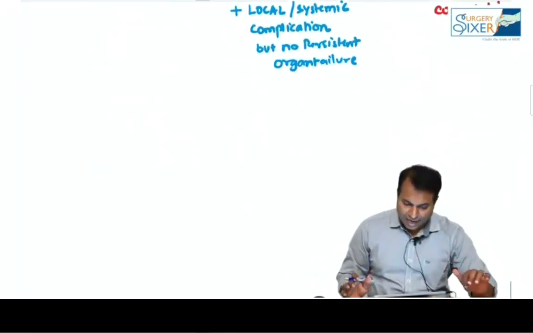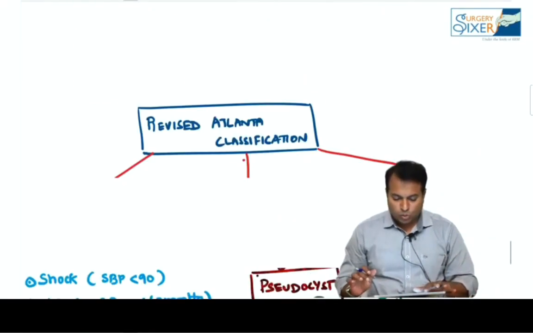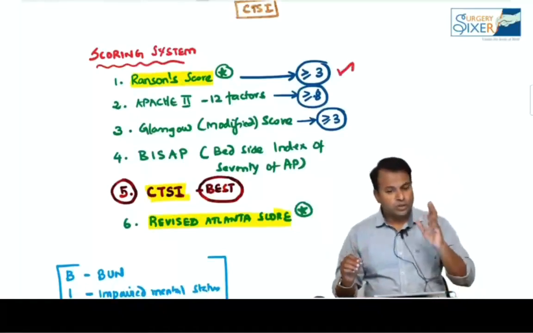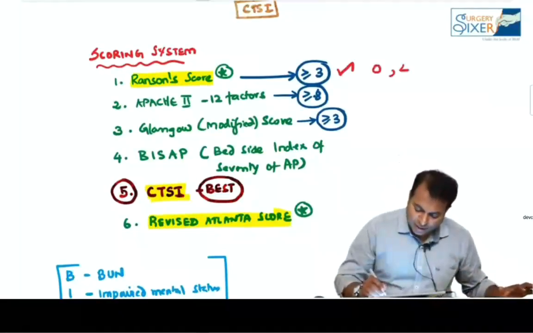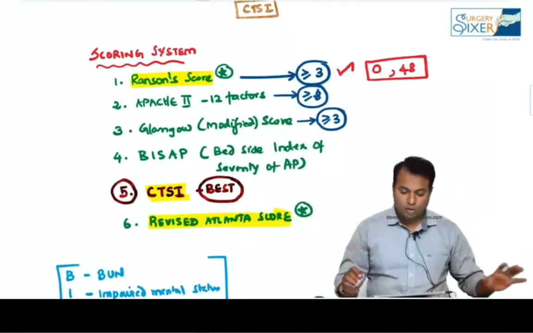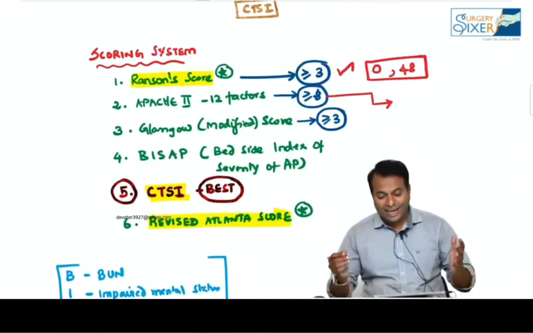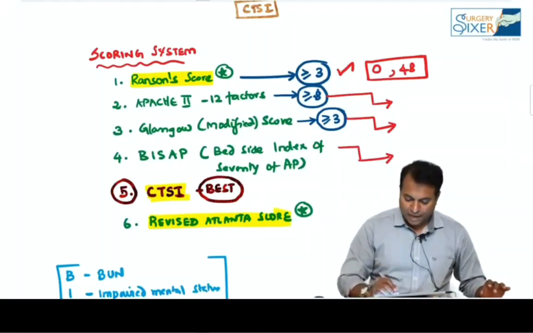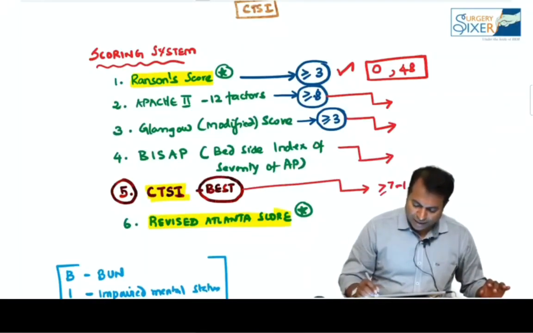Okay, so this is the Revised Atlanta classification of acute pancreatitis. Now let us revise the scoring systems, a fast review. The scoring systems we discussed are Ranson's, and Lagau, Buchow. Please don't forget the mnemonic. It is done at 0 hours and 48 hours. When it is more than or equal to 3, it is severe acute pancreatitis. APACHE II is more than or equal to 8. Glasgow score is more than or equal to 3. The bedside index of severe acute pancreatitis is another score, and CT severity index of 7 to 10 is severe.